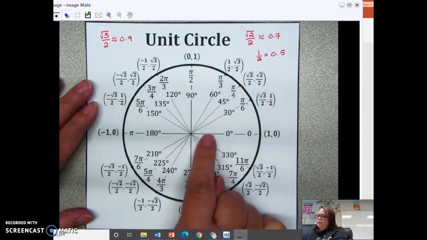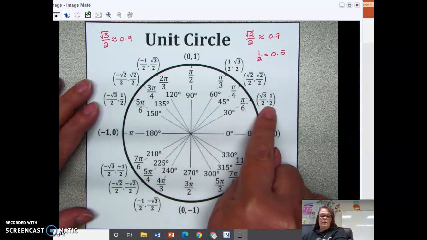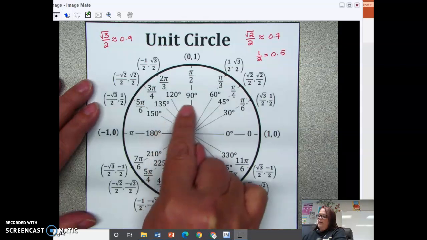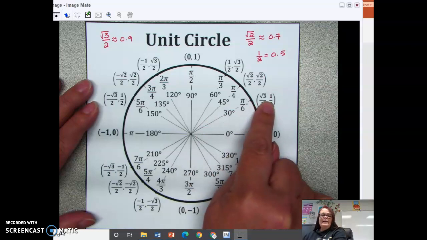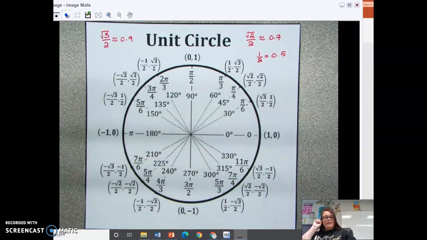What 390 would do is go one full revolution plus another 30, and again, we'd be back at 1/2. And what negative 330 does is go around backwards, and it would stop 30 degrees before a full revolution, and again, we'd end up at 1/2. So each time we do a revolution and land back at 30 degrees, we're going to come back to 1/2. And so what that's called is a periodic function.